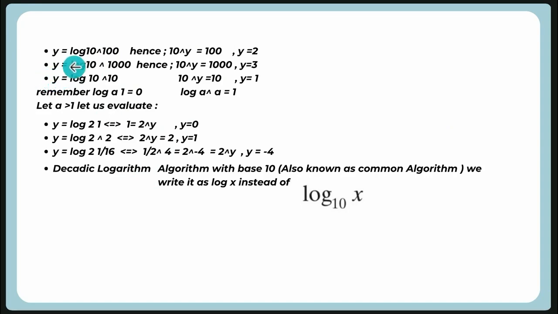If you have log base 10 of 100, you can simply rewrite it as 10 to the power of y is equal to 100, so y is equal to 2. Again, if you have log base 10 of 1000, it means 10 to the power of y is 1000, so your y is 3. It's like a cycle. If you have again log base 10 of 10, you have 10 to the power of y is equal to 10, so in this case y is equal to 1.